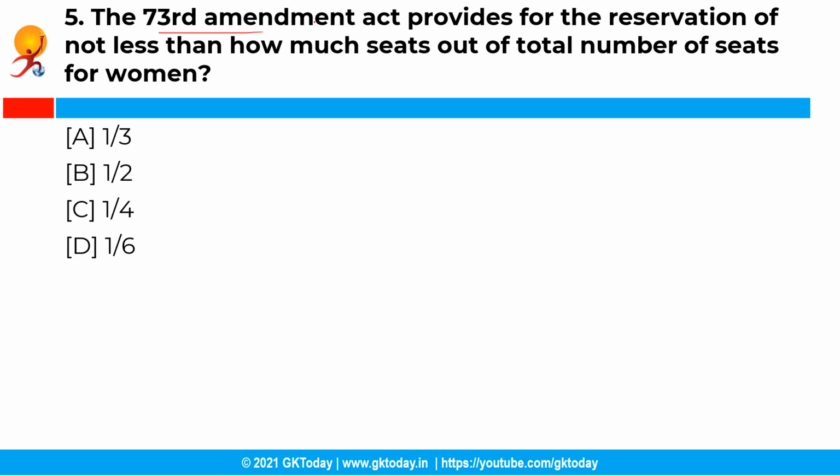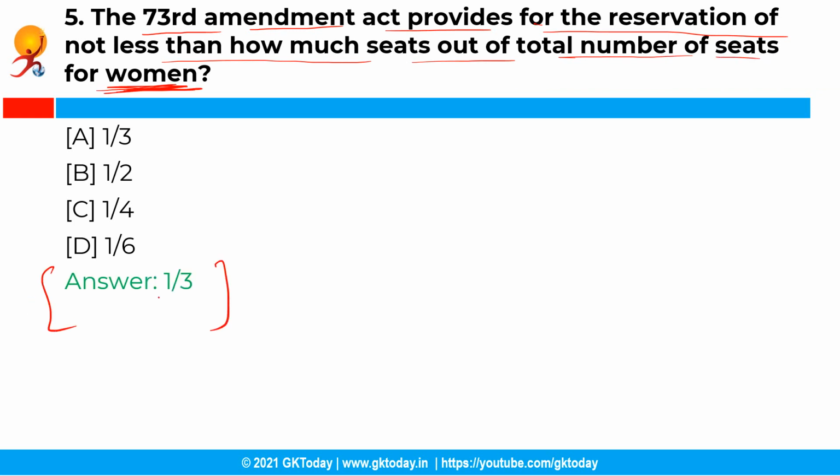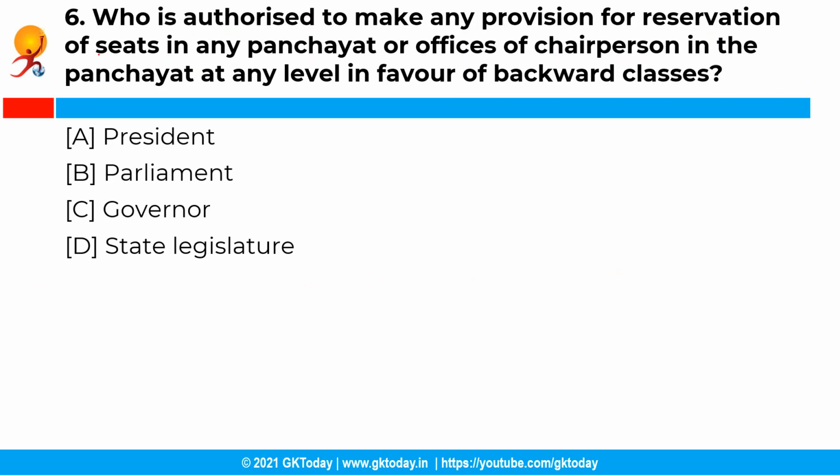Now the next question is, the 73rd Amendment Act provides for the reservation of not less than how much seats out of the total number of seats for women. Now you have the following options and the correct answer is option A, that is 1/3. So the 73rd Amendment Act provides for the reservation of not less than 1/3 of the total number of seats for women, including the number of seats reserved for women belonging to the scheduled caste and scheduled tribes in Panchayats.